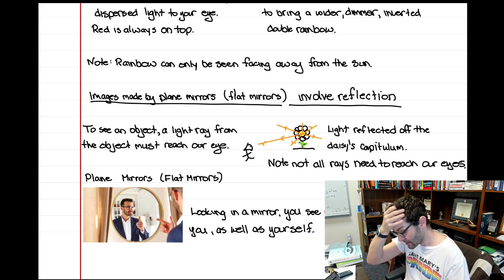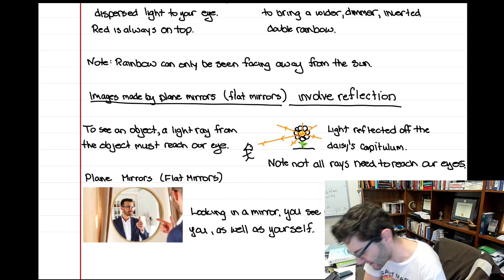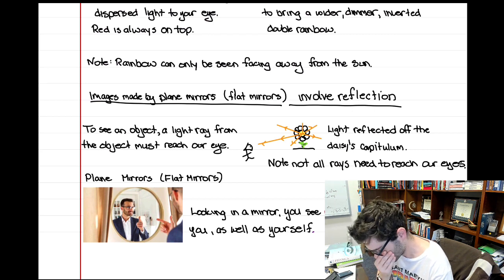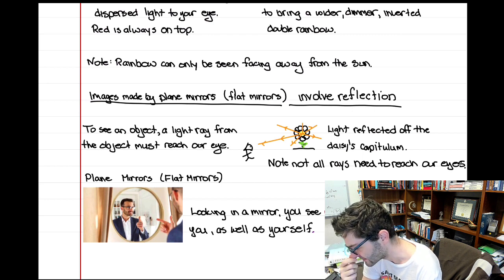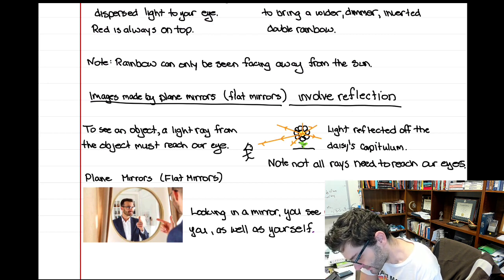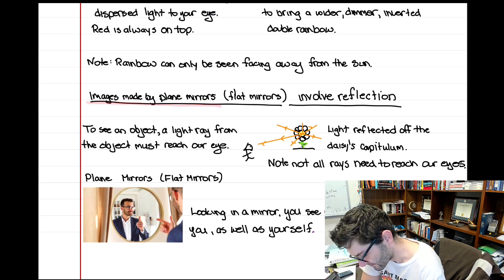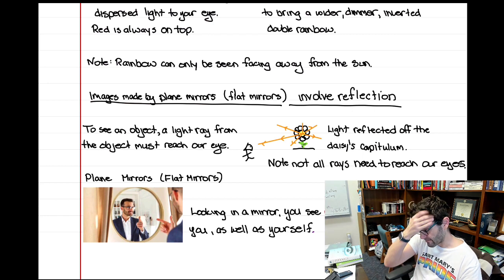Okay. Now let's go on to images that are made by mirrors and then images that are made by lenses. So the concept is pretty straightforward. We just have to recast it in a physics lens. So let's talk first about plane mirrors. Plane mirrors create images by reflection.